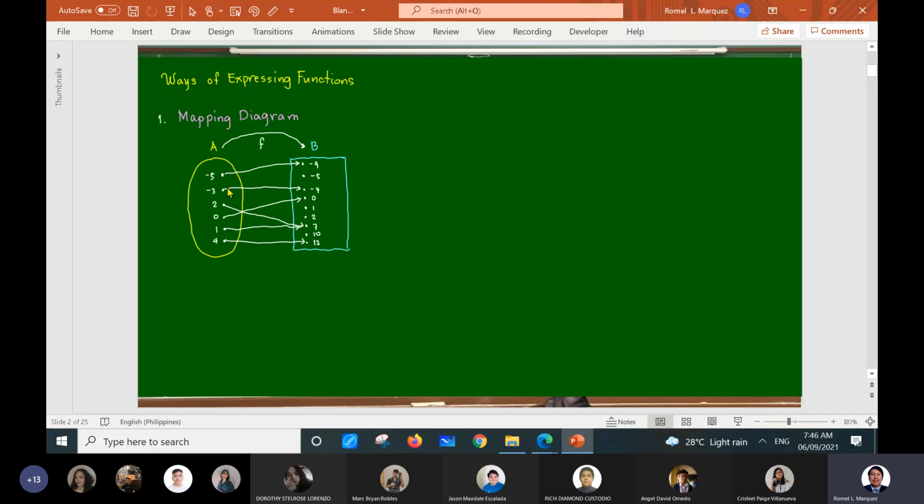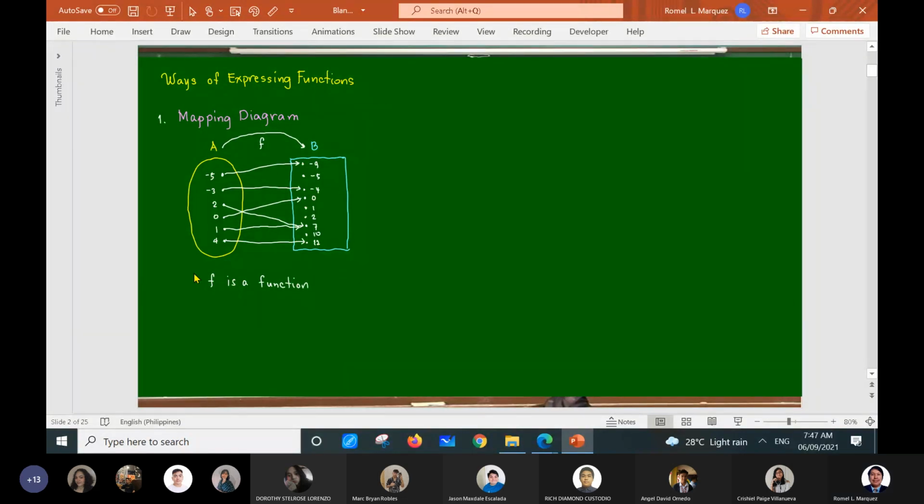So what do you notice? Every element in A, how many partners in B? One and only one. -5 is just partner to -9. 3, -3, just to -4. 2, well, how many partners? Just one also, 7. 0, how many partners? Just 0 only. 1, just 7 only. 4, just 12 only. Okay? So this is a function. Here, we say that f is a function. Is that clear, guys?